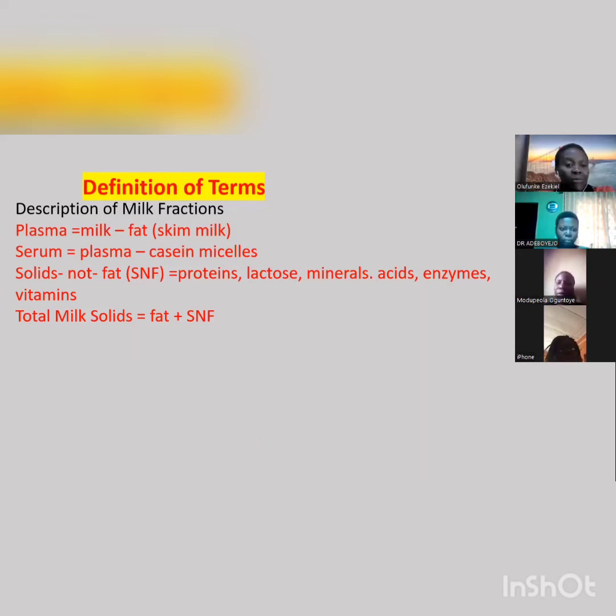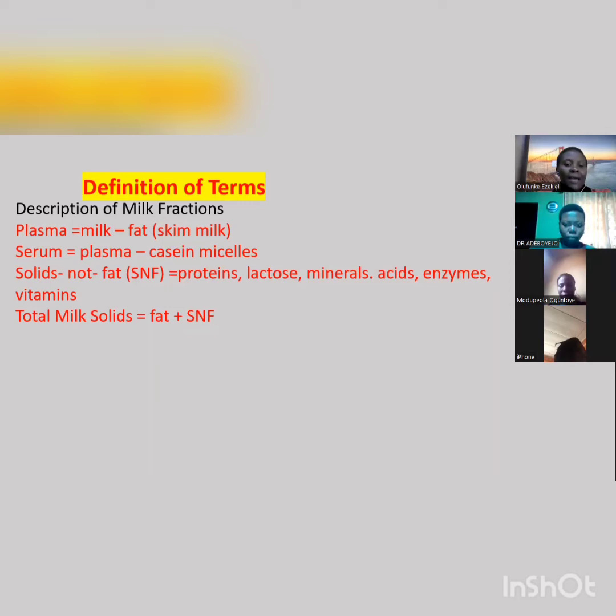So it is better to define them right from the onset. We have plasma. Plasma is milk minus fat, and it is usually called the skim milk. Of course, not all the fat content may be removed, but a larger percentage would have been removed. We also have serum.